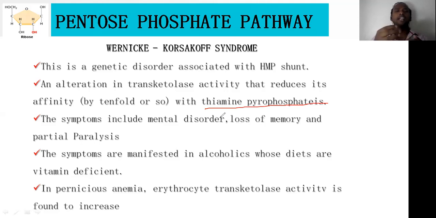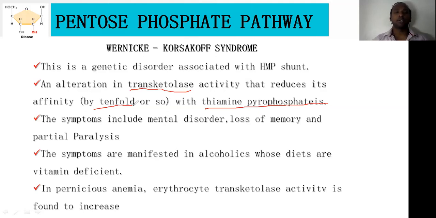Because of this, in a few cases the TPP is not associated with the transketolase, and because of this the activity of the enzyme is reduced tenfold. Clear? So this is related to the enzyme transketolase that is linked with thiamine pyrophosphate. The symptoms include mental disorders, loss of memory, and partial paralysis. These symptoms are even manifested in alcoholics whose diets are vitamin deficient.